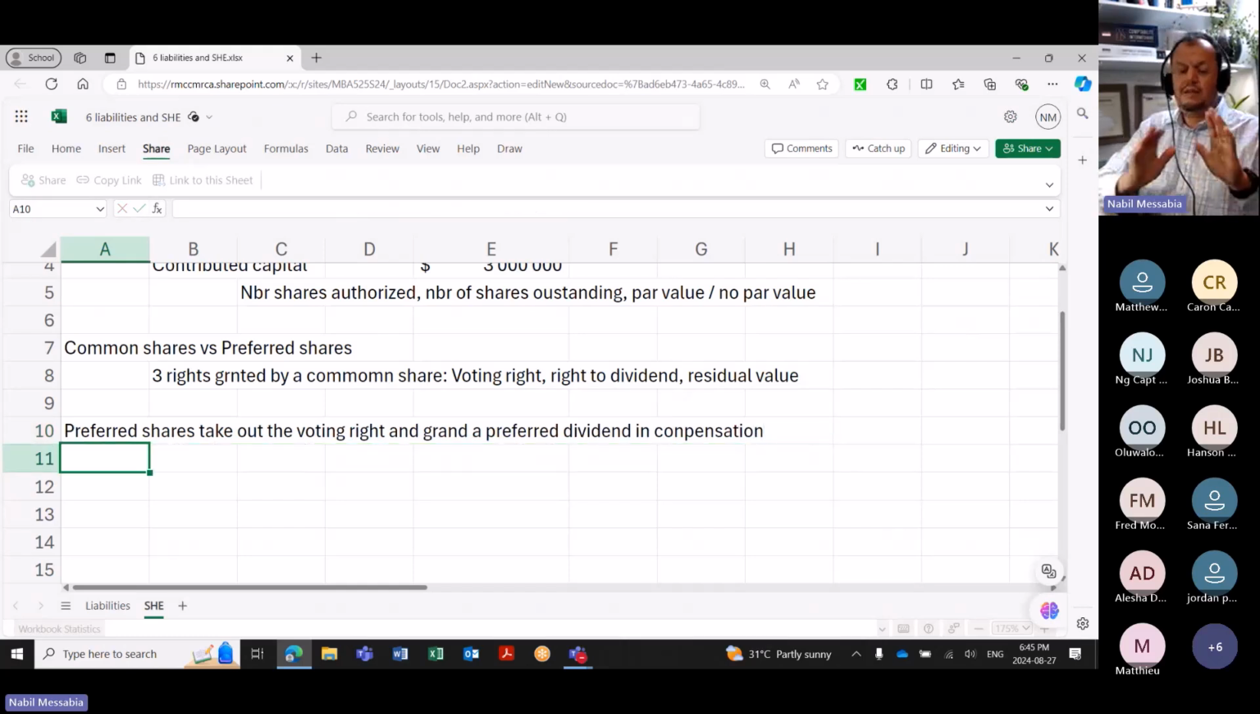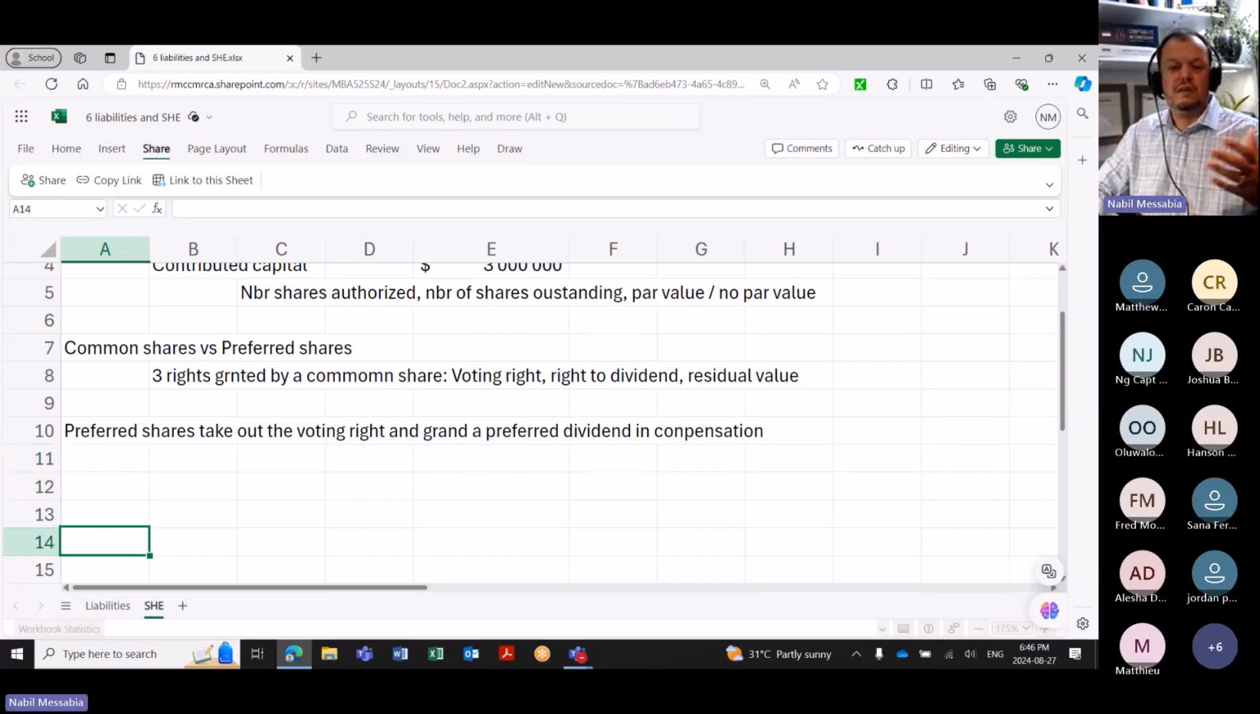So here, pay careful attention. When we say preferred, it does not make the dividend mandatory for the company. It's still at the discretion of the board of directors to declare or not to declare a dividend. But whenever a dividend is declared, preferred shareholders have priority. Any question about the difference between common shares and preferred shares?